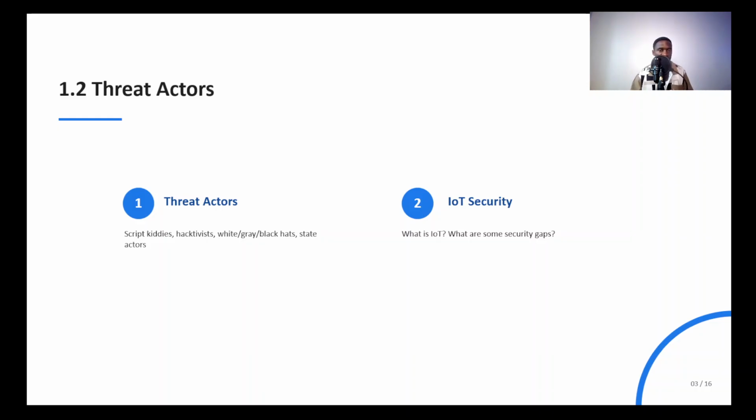It has two sections, threat actors and IoT security. In this video, we're going to be focusing on the threat actors part of this subsection. There'll be another video dedicated to IoT security. So let's get to it. Who are the different people that typically attack organizations, and what are their motivations, their skill levels, and what do they hope to gain from their attacks? That's what this section is going to talk about in this video.